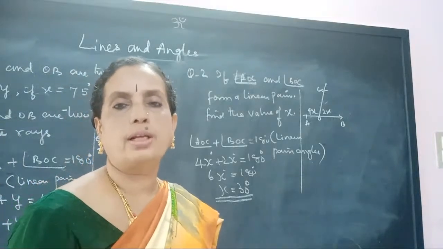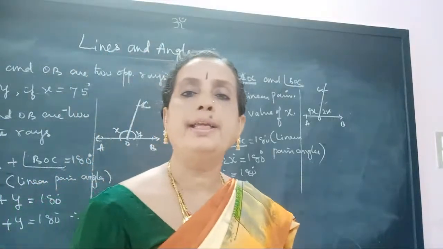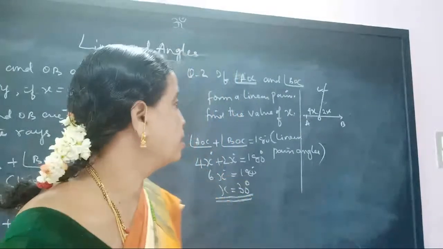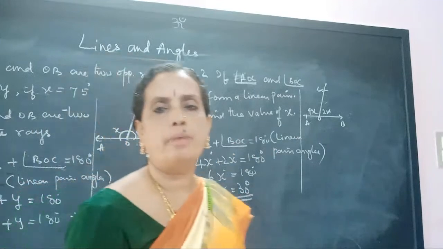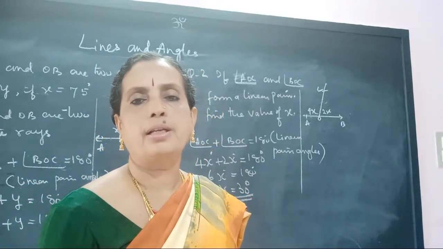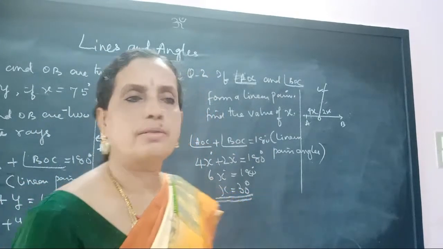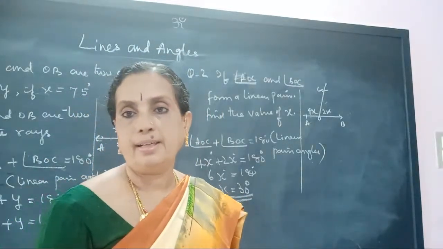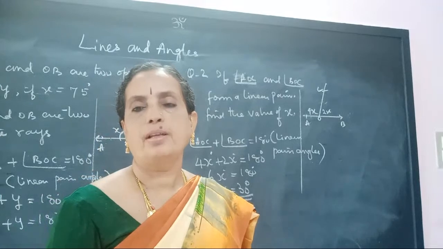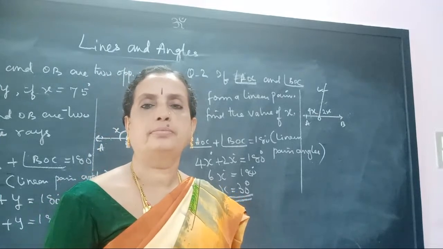Suppose in the question if they mention find each measure of the angle, means 4 into 30, 2 into 30, you have to mention. Since they are asking find the value of x, we found out the value of x. Is it clear? Easy geometry? Geometry is easy?